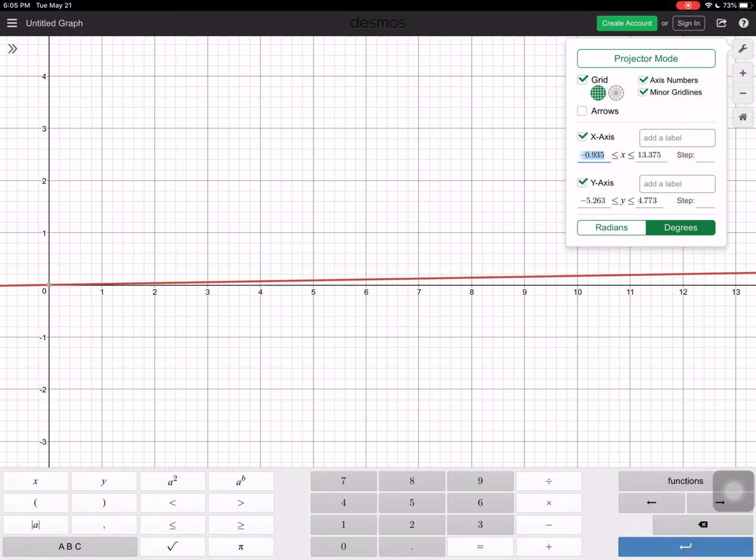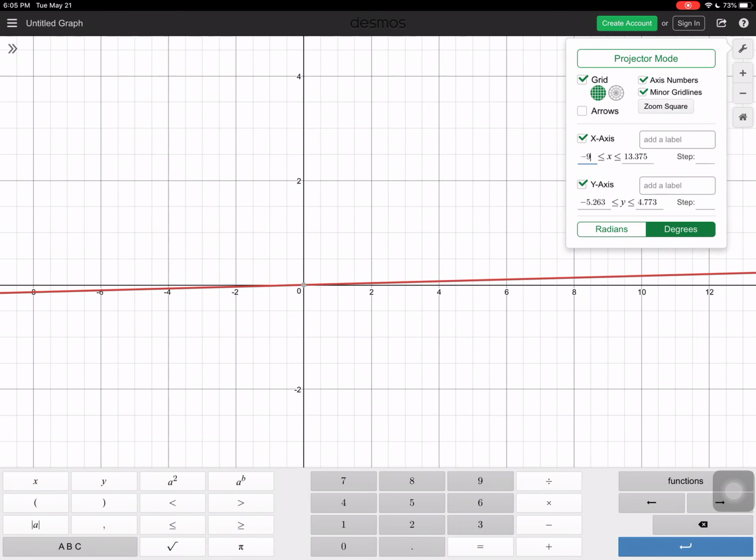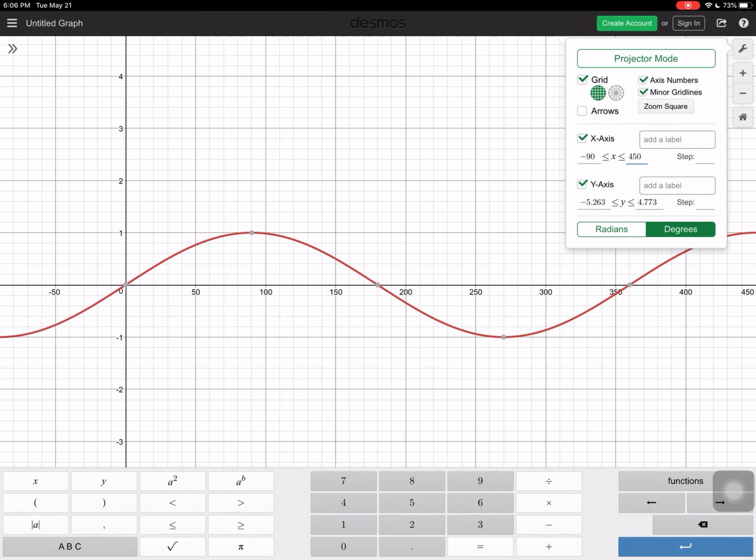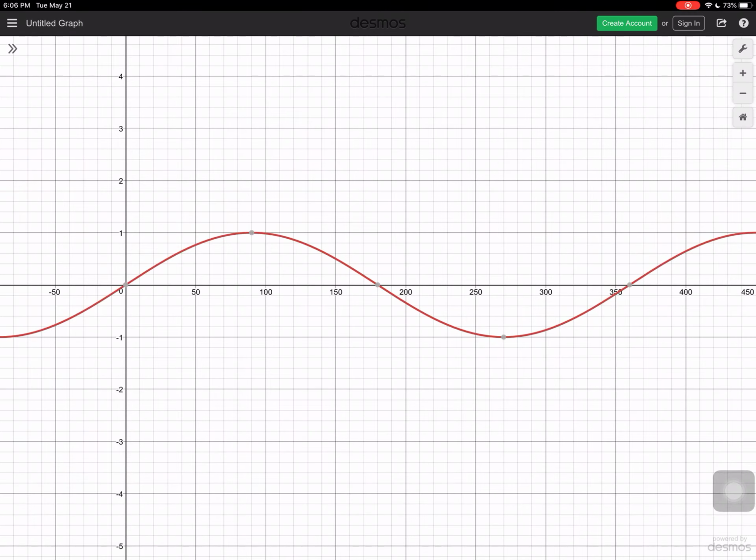I'm going to change our values a little quickly here. We'll go from negative 90. Degrees are large, so we'll go to 450. There we go. That looks a little better. Now we can zoom in and out. If we take a look at this, here's a key point, 0, 0. Another key point, 90, 1. Another key point, 180, 0. 270, negative 1, and 360, 0. And these 5 points are very, very important if we're talking about sine x.